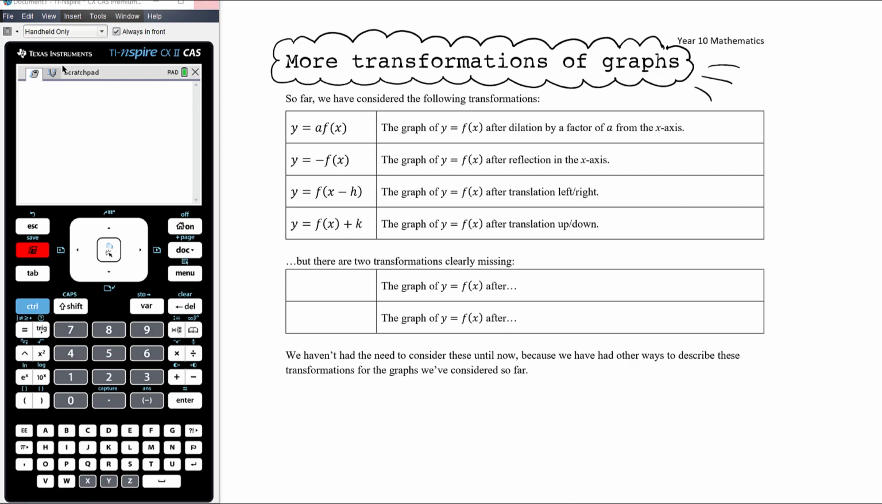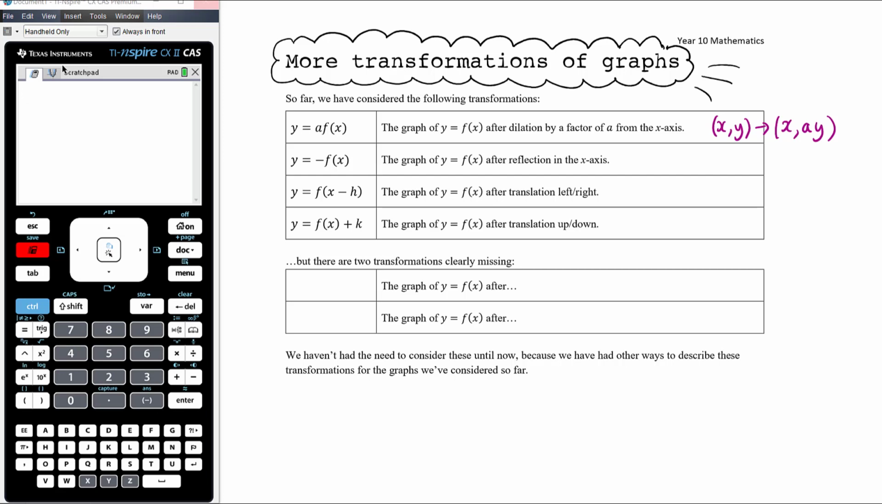So we know that if we multiply the function by a number, we dilate that function by a factor of a from the x-axis. And in terms of what that does to every point on the graph, if we stretch a graph away from the x-axis, it's the y-coordinates that are being multiplied. So every single point on the graph with coordinates x, y would now become the point (x, a times y). So multiplying all their y coordinates by a will stretch the graph away from the x-axis by a factor of a.